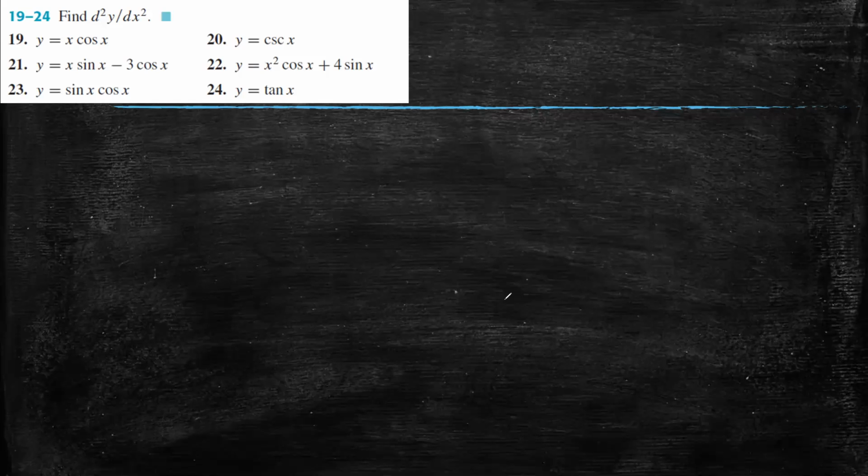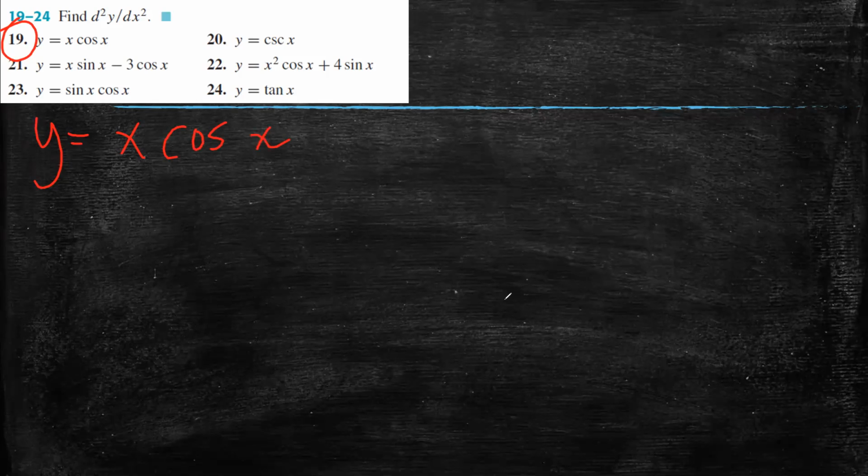Today, we will learn how we can find the second derivative of a trigonometric function. In this one here, number 19, if y is x cosine x, find the second derivative.